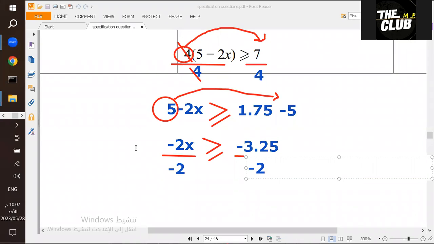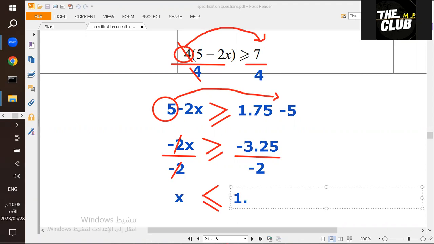By negative 2 here. Okay? Because I divided by a negative number, this step here, Raghad. Because I divided by a negative number, I have to flip the sign. That's the idea. Okay? Because I divided by a negative number here. This time I flip the sign. And then I divide this by using the calculator. Divide negative 2 equals 1.625. 1.625.